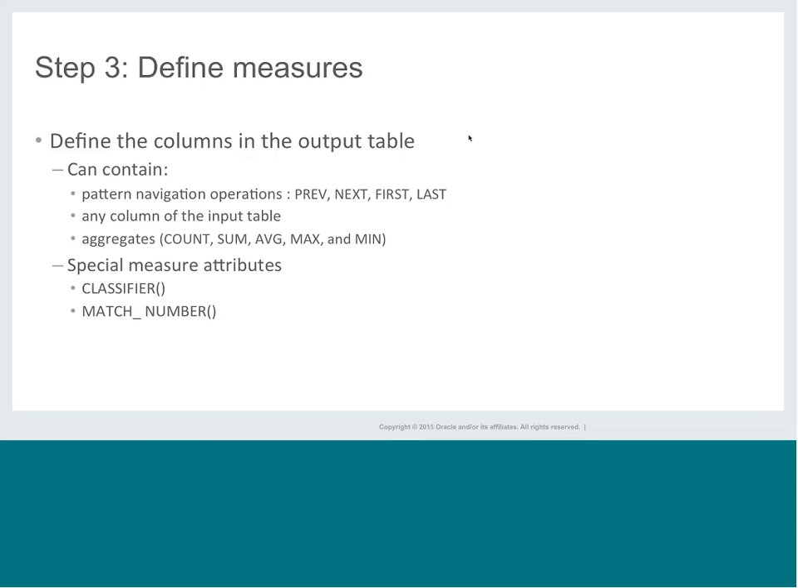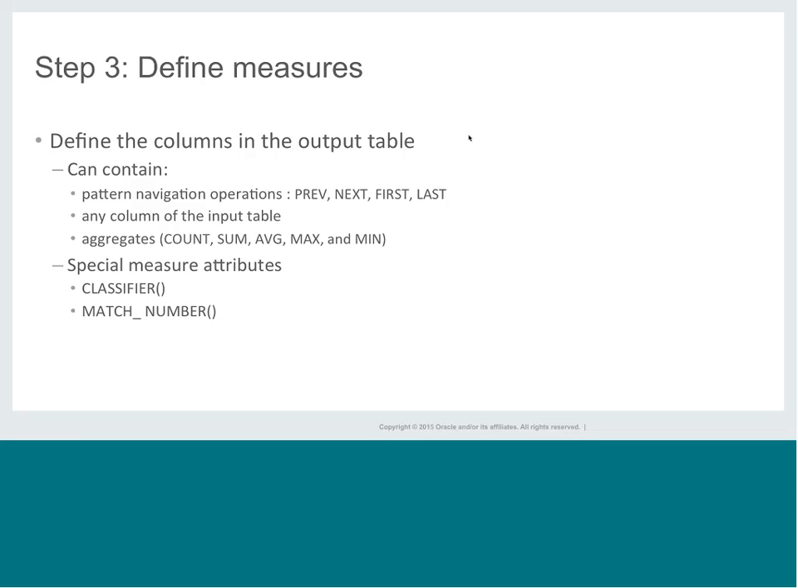So now I've got my pattern, I now need to explain to the clause what I am going to output. Once you've found this pattern, what information do I need to return? You have a whole series of keywords that you can use, like previous, next, first, last, to pull out specific data points. You can pull out any column from the input table. Our ticker table has 3 columns: the stock symbol, the date stamp, and the price. So I can return any of those 3 columns and put those in my select statement.